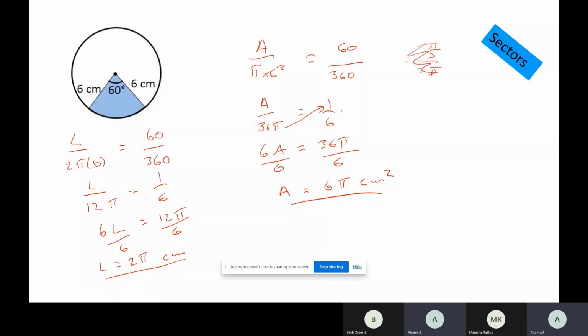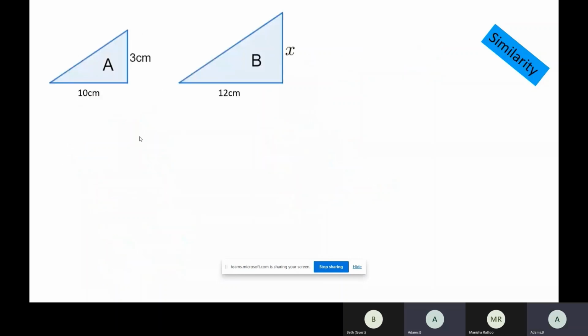So rather than remember the formulas that the length is r theta and the area is half r squared theta, we're not learning formulas, we're just understanding what we're doing. We're finding a fraction of a whole circle. So it lends itself well to the A-level content.